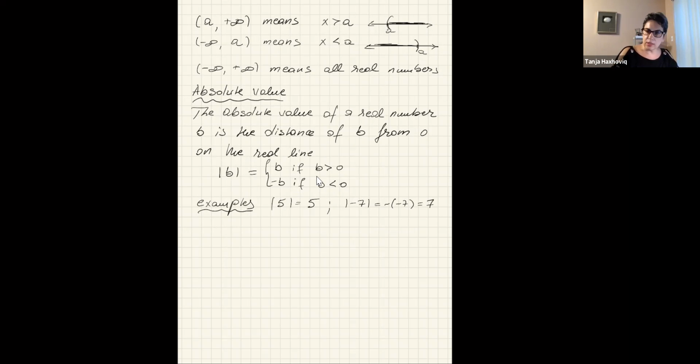So what are some of the properties of the absolute value? Okay, so properties.